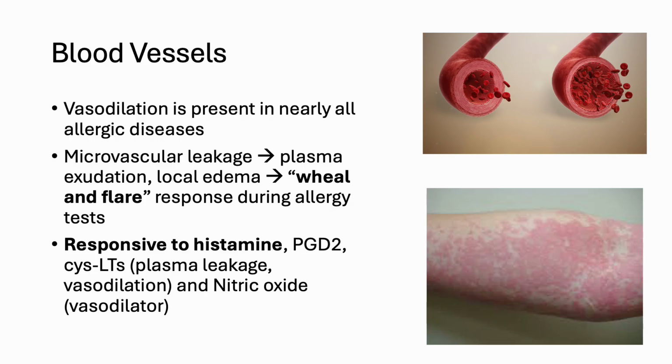So this vasodilation is generally pretty responsive to histamine as its main signal, but also things like PGD2. PGD stands for prostaglandin D, so this is prostaglandin D2, cysteinyl leukotrienes, as we talked about, and nitric oxide, which is one of the big vasodilating factors in the body.